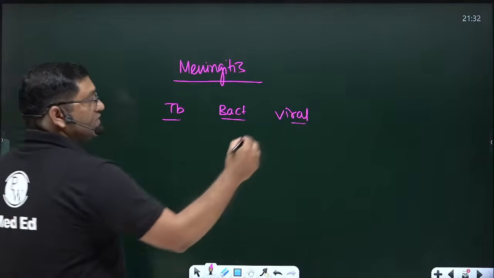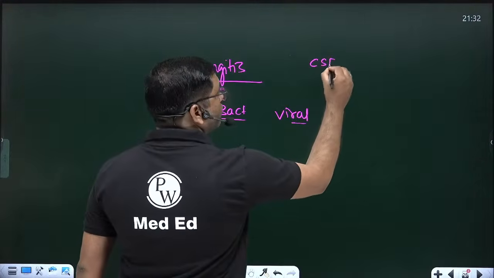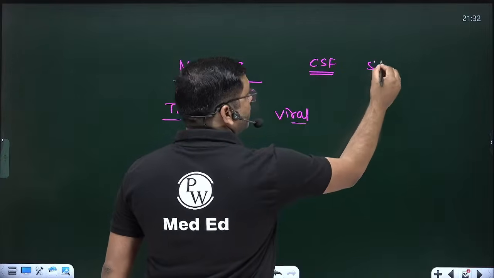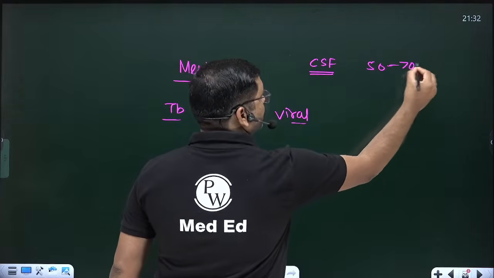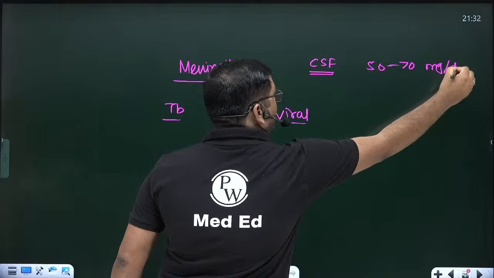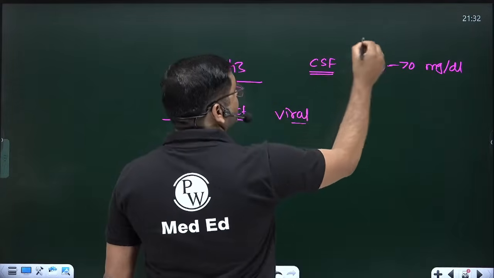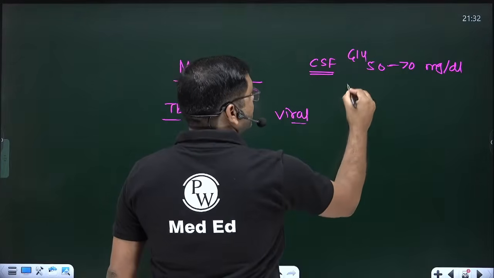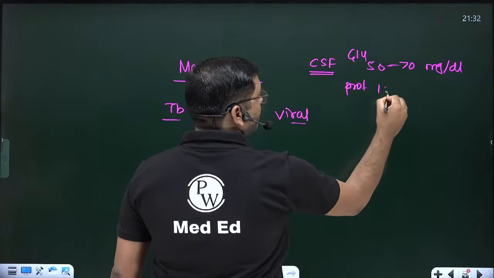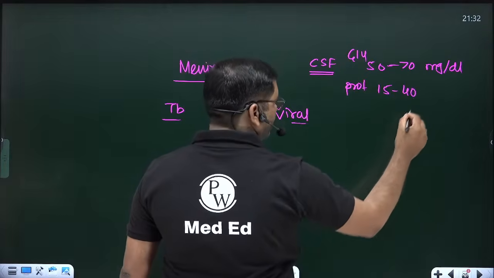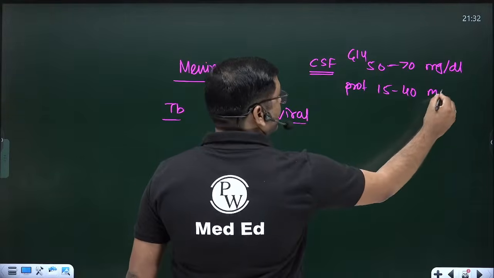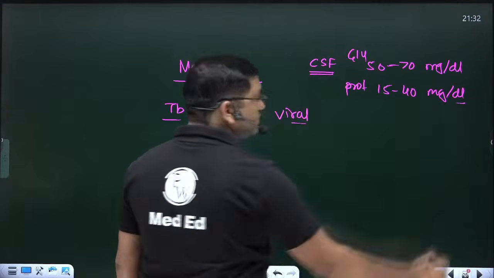Remember, the normal CSF glucose level is near about 50 to 70 milligram per deciliter. And CSF protein is near about 15 to 40 milligram per deciliter. So this is the normal level.